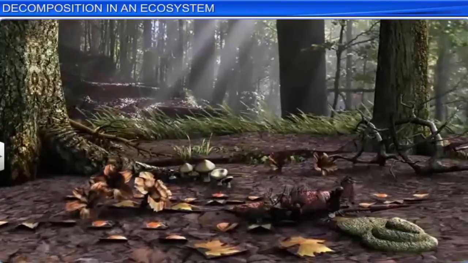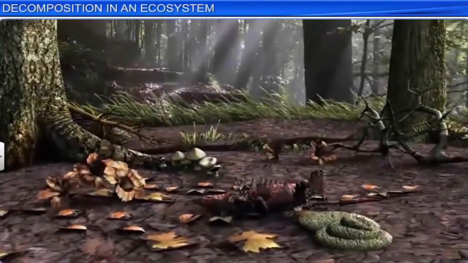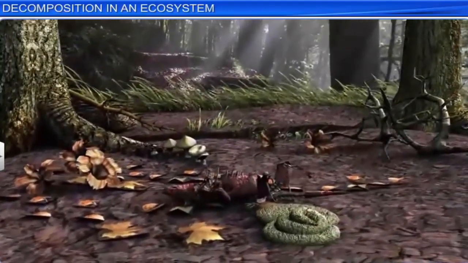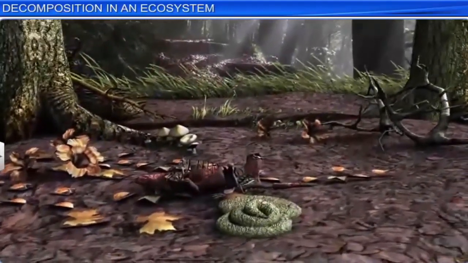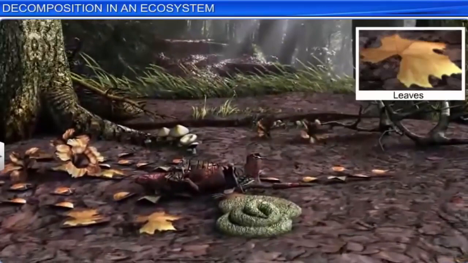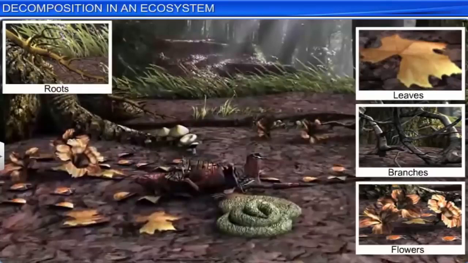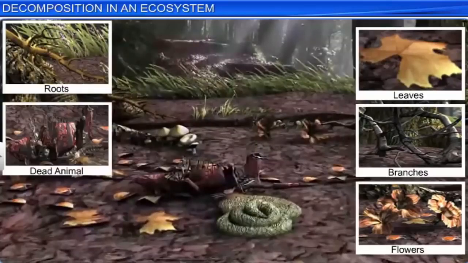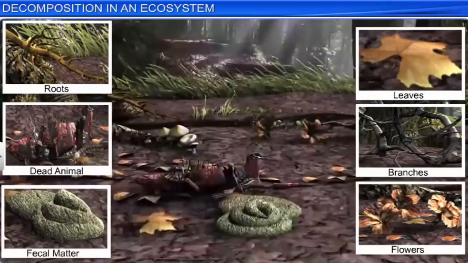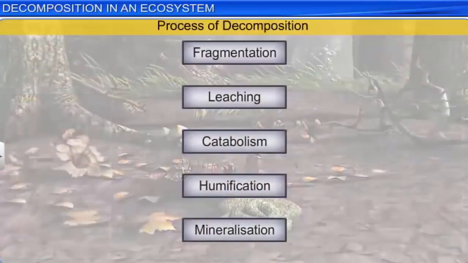The raw material for decomposition is the detritus, which comprises dead and decaying plant remains such as leaves, branches, flowers, roots, and dead animal remains, including fecal matter. Decomposition involves a series of important steps, namely fragmentation, leaching, catabolism, humification, and mineralization.